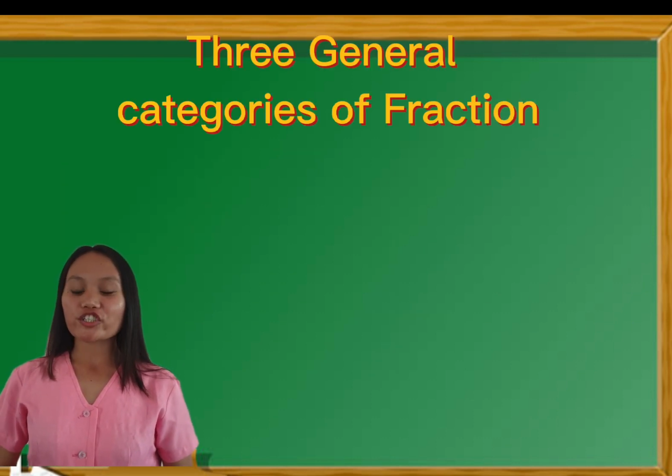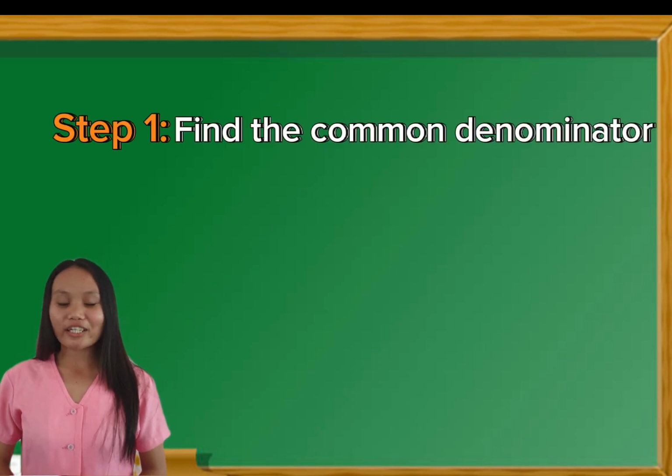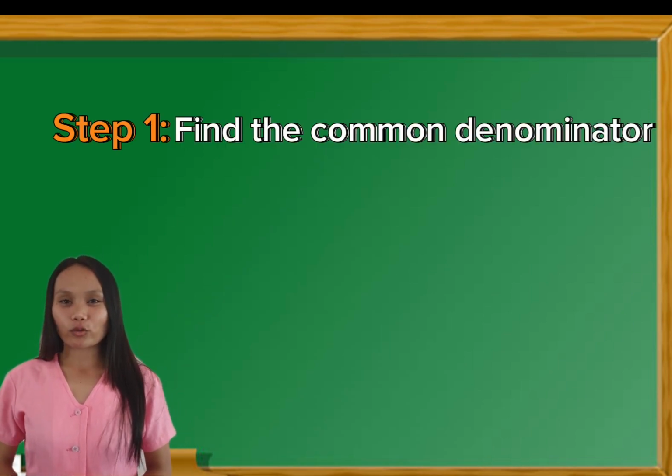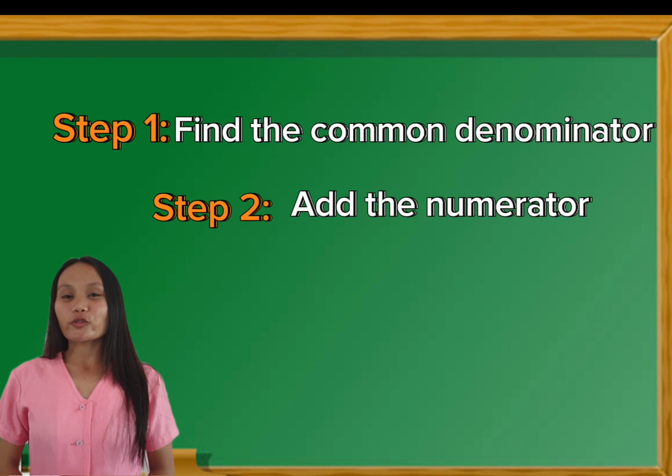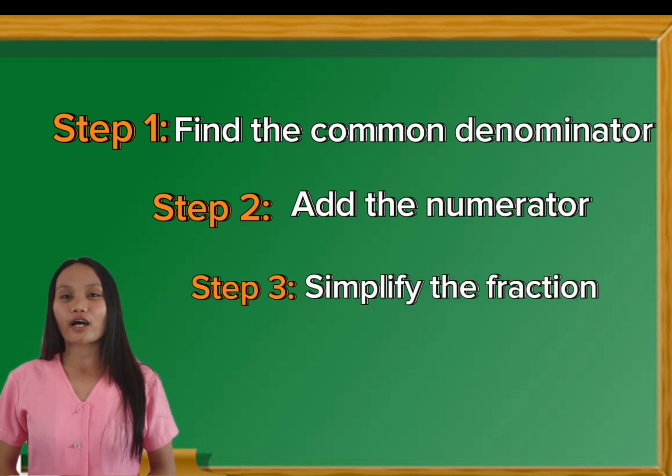There are 3 general categories of fraction: the proper, improper, and mixed fraction. Scary at first, but adding fractions can be easy. All you need to do is follow the 3 simple steps. Step 1, find a common denominator. Step 2, add the numerators and keep the denominator. Step 3, simplify the fraction.